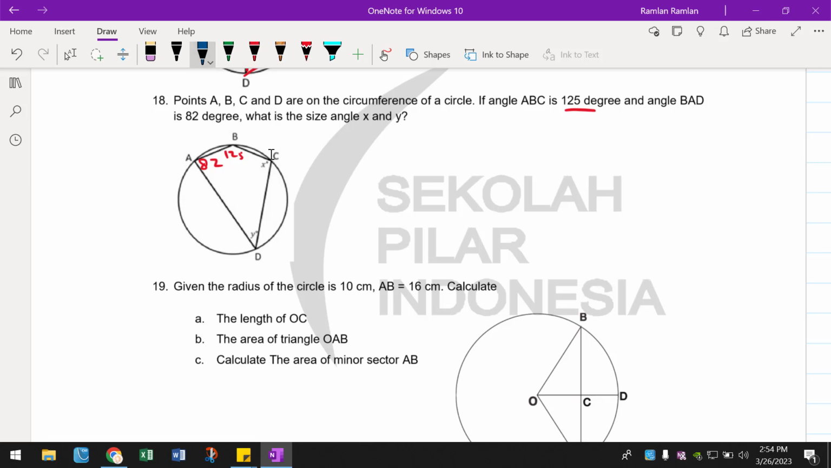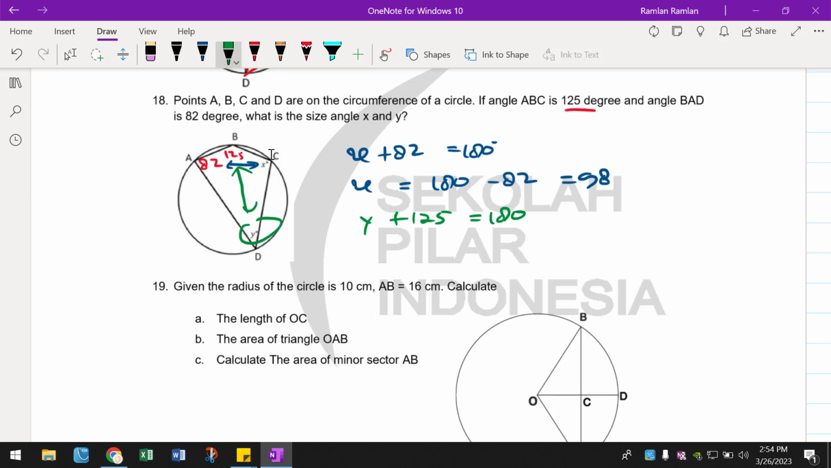So for example, if I want to find the X value here, notice that X and the 82 are two opposite angles in a cyclic quadrilateral. So I can write X plus 82 equals 180 degrees. So X is 180 minus 82, which equals 98. The same thing with the angle over here, the Y. Y is opposite to the 125 in the cyclic quadrilateral. So Y plus 125 equals 180, so Y is 180 minus 125, which equals 55 degrees.